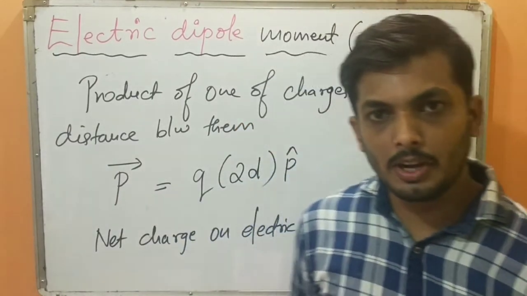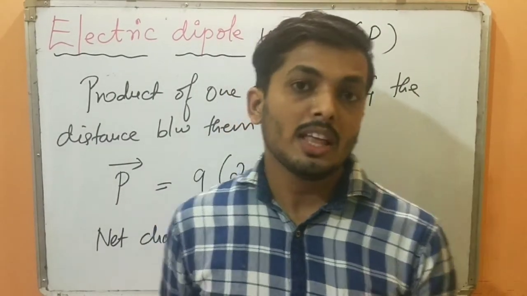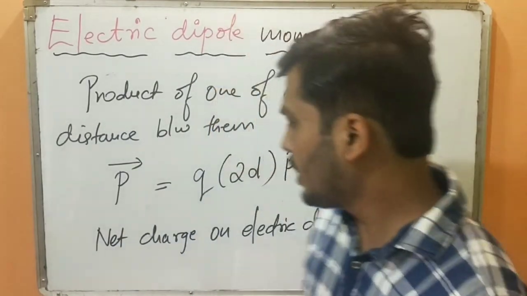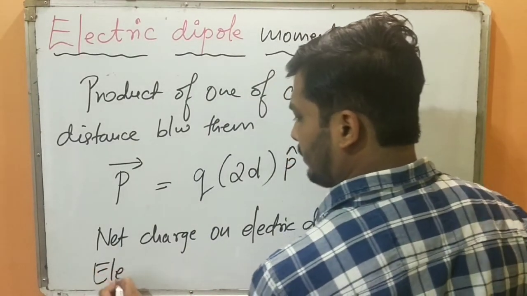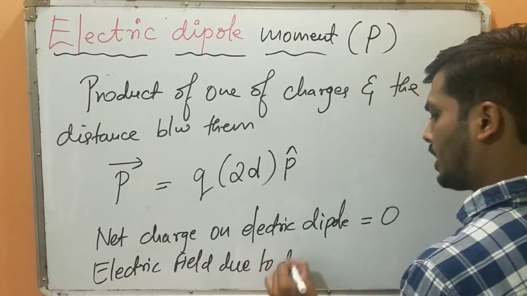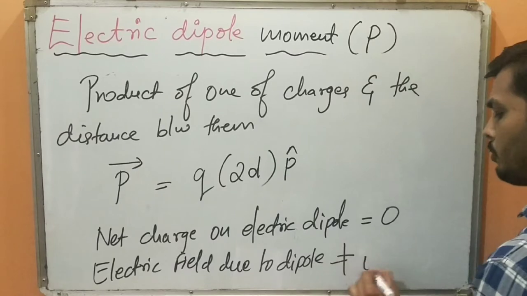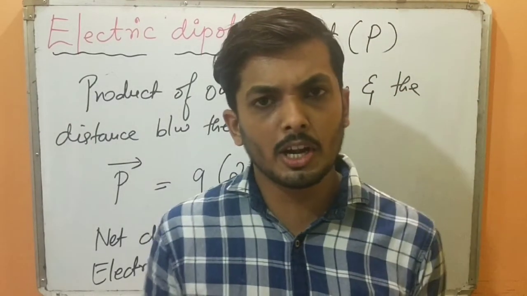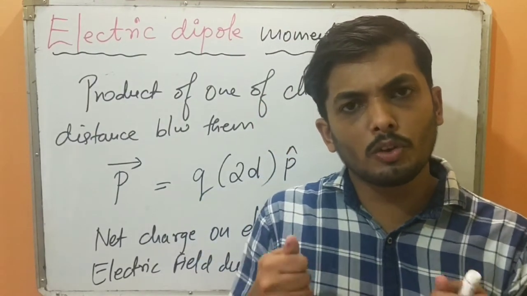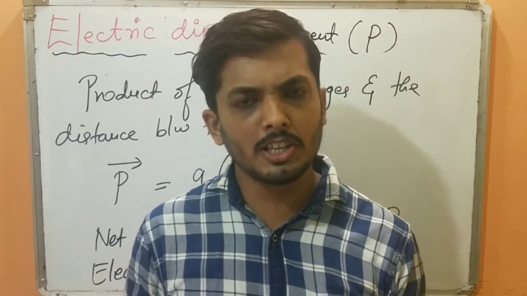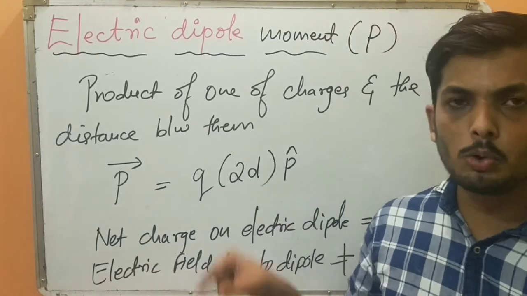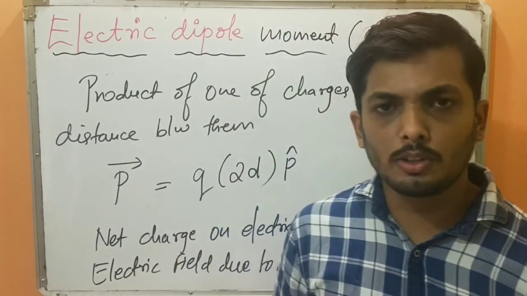But what about the electric field? Will it be 0? No. The net charge will be 0, but the electric field due to a dipole will never be 0, because the two charges are separated by a certain distance. Even though the distance is very small, there is a certain distance between them. Because of that, a little bit of electric field is generated there. Also we are going to find the expression for the electric field due to a dipole along the axial line and along the equatorial line.